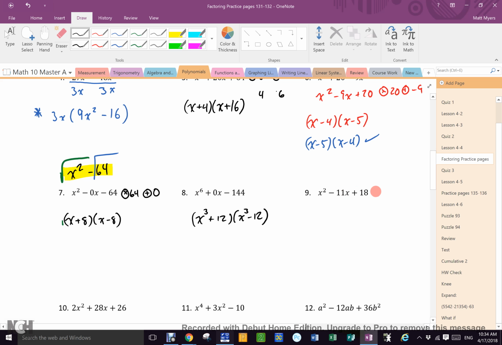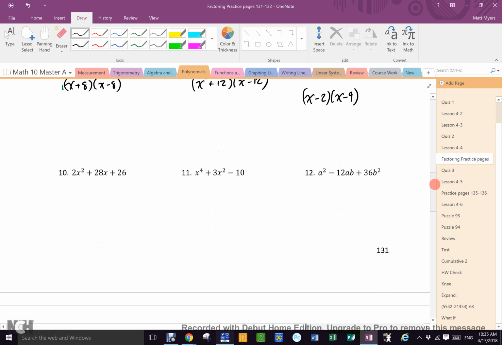Now we're back to normal. Multiply to what? 18, and add to negative 11. It's not 1 and 18. Is it 2 and 9? Yes. 2 and 9. How do 2 and 9 get to negative 11? X minus 2, x minus 9.